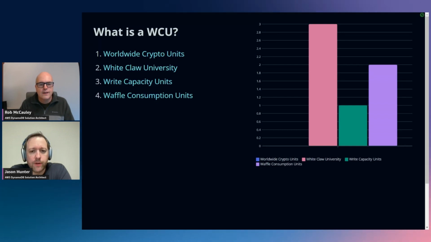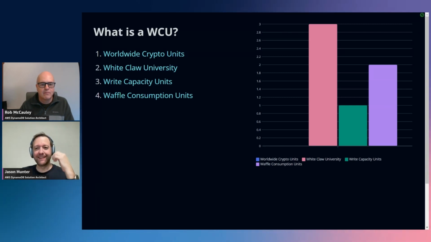What's a WCU anyway? We have a poll going on. Write your number 1, 2, 3, 4, and we'll be able to see your answer. It is either a worldwide crypto unit. I need some of those. A White Claw University. I need more of those. Write capacity units, sounds sensible. Or waffle consumption units. That was my morning. I vote for 4. Are you hungry? I think 1 is most lucrative. It could be. So we'll stand by. So 4, White Claws, got a lead.